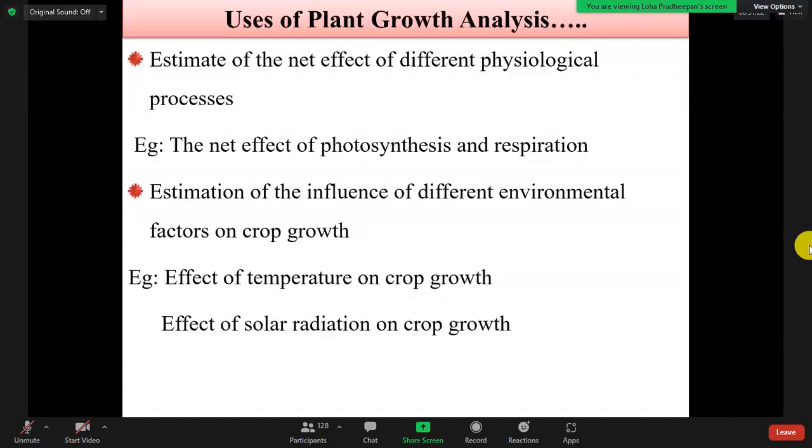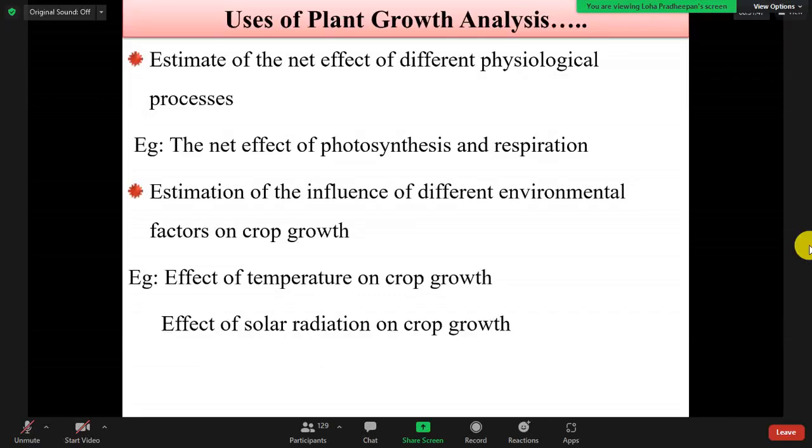That is one of the physiological parameters happening in the plants during the daytime. So if we provide different levels of light, how is photosynthesis affected, and this will affect the plant growth in another way. So we can estimate the net effect of different physical processes like photosynthesis.